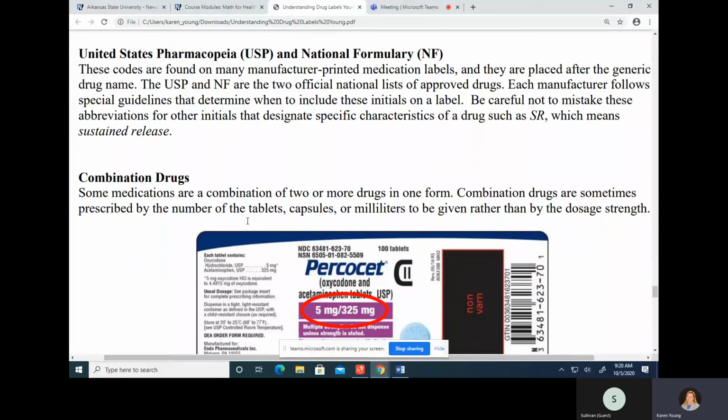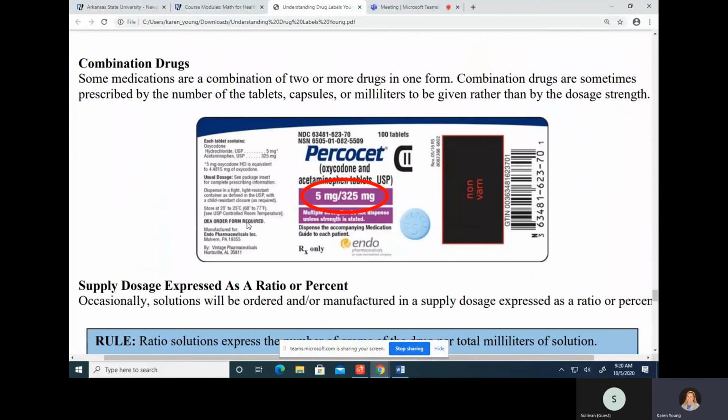Combination drugs, you'll see some of these. When a doctor orders a combination drug, he will order like Percocet, 5 milligrams by 325 milligrams, 2 tablets twice a day, or 1 tablet 4 times a day, or whatever. The doctor will order it by the number of tablets they're going to give. Okay.